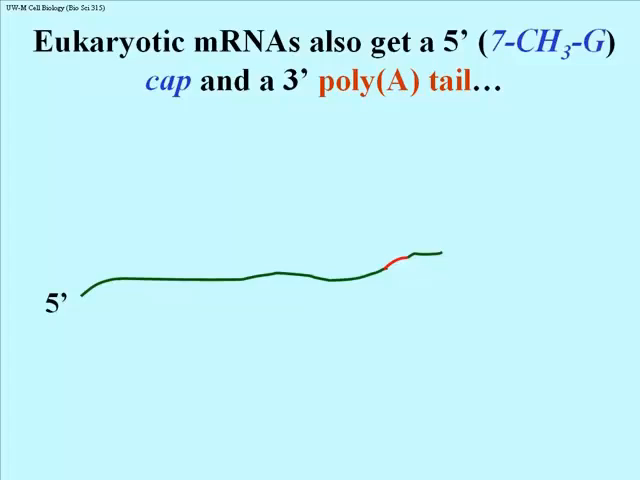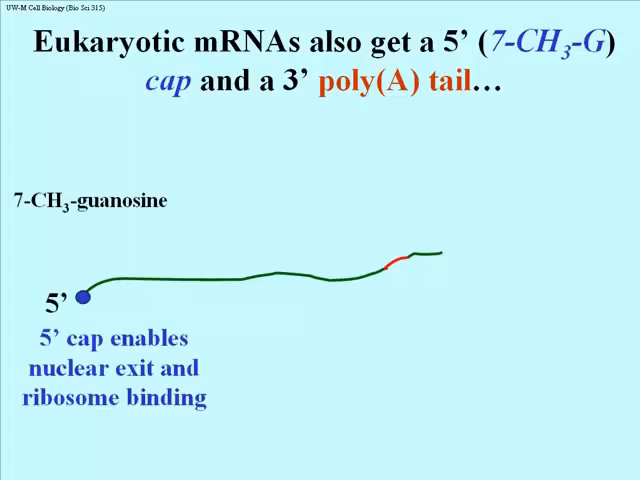In addition to splicing, eukaryotic mRNAs are further processed before they become mature mRNAs ready to be translated into polypeptides. They get a 5' cap and a 3' poly A tail. The 5' cap is a methylated guanosine nucleotide. This cap helps move mRNA out of the nucleus and into the cytoplasm.